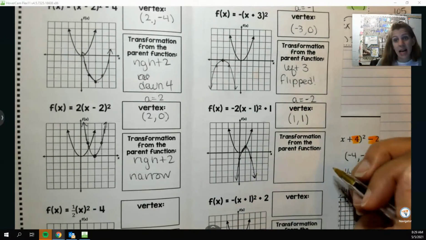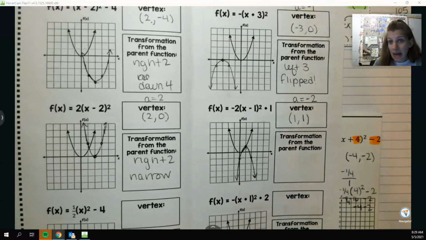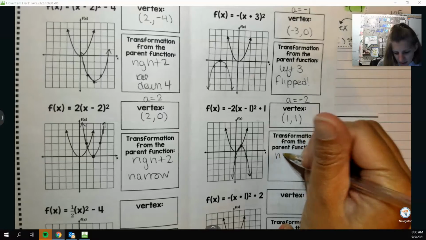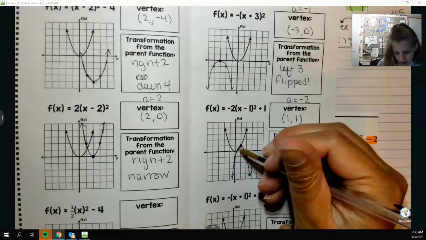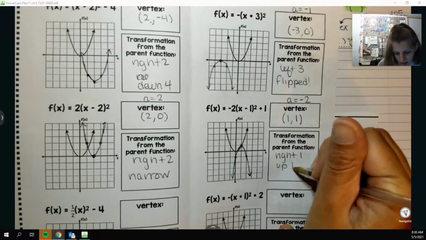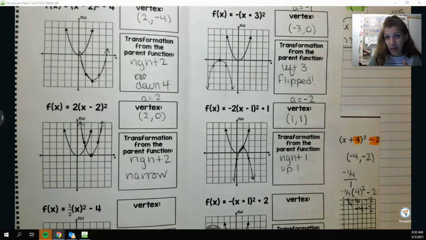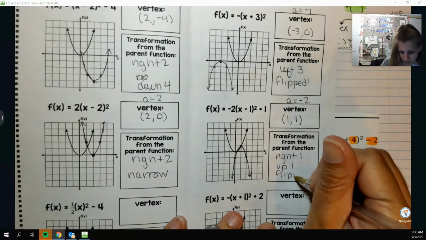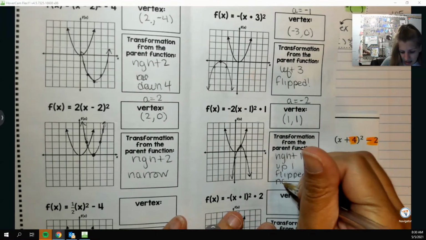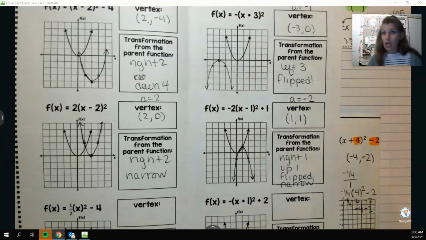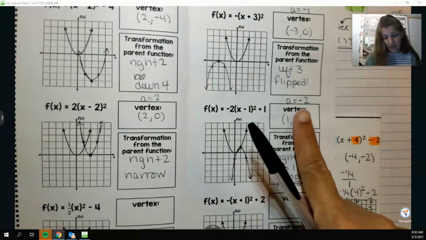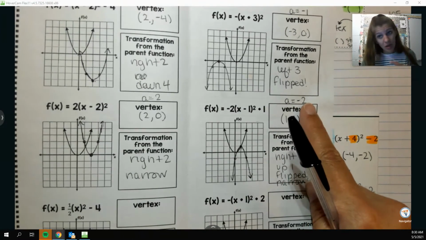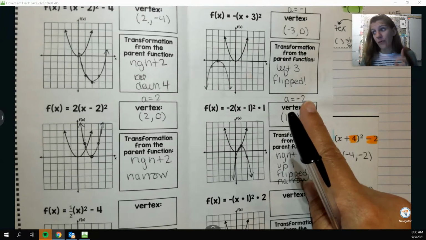So when I think about the things that have happened to my graph compared to the OG graph, it went right 1. It also went up 1. Then it flipped over and started going real fast. So it flipped and got narrow because it's a 2. So the negative on the slope tells me that it flipped. The 2 tells me that it's narrow or fast.